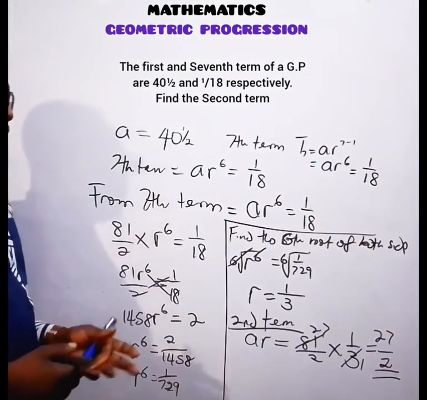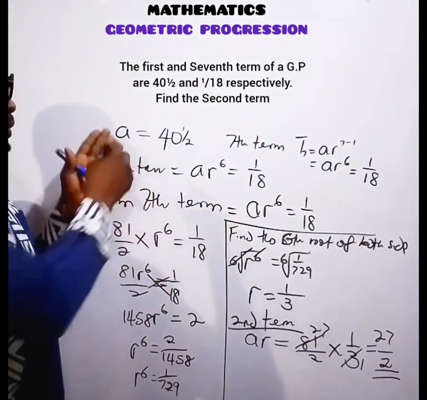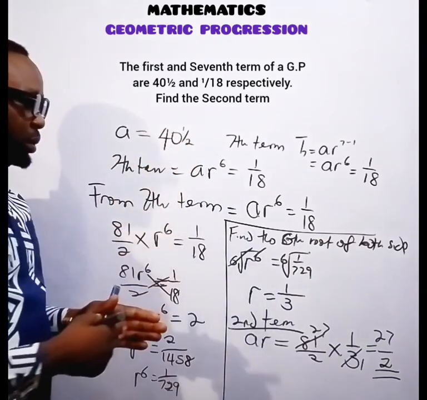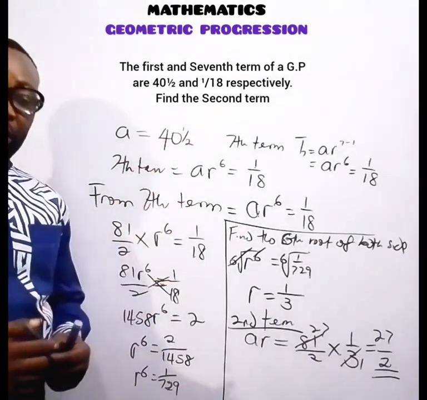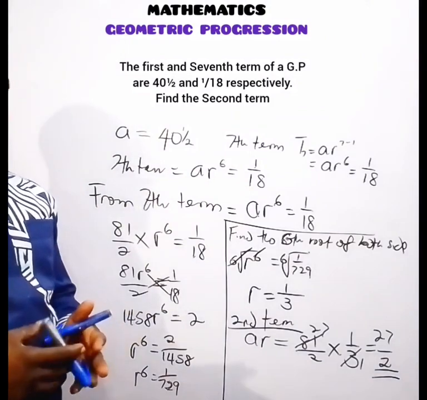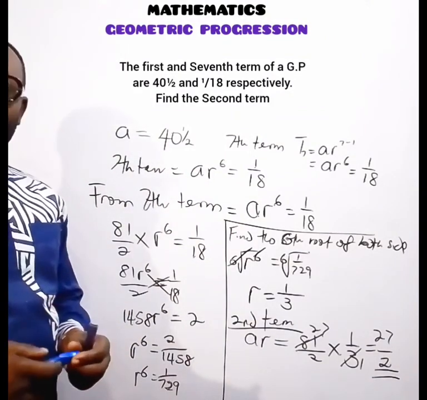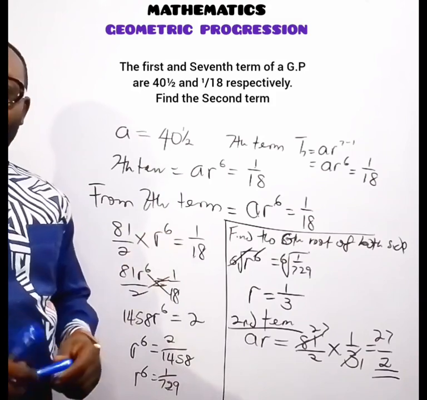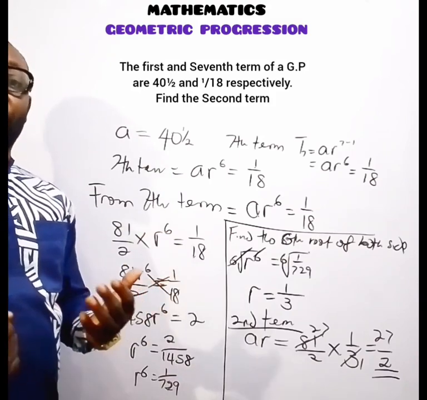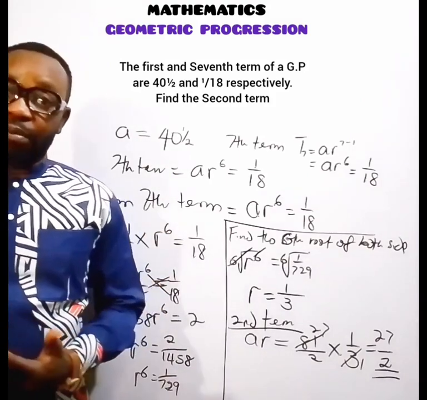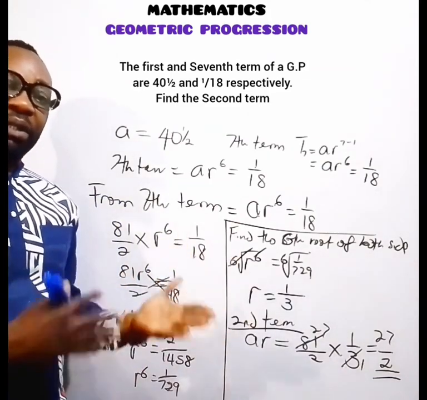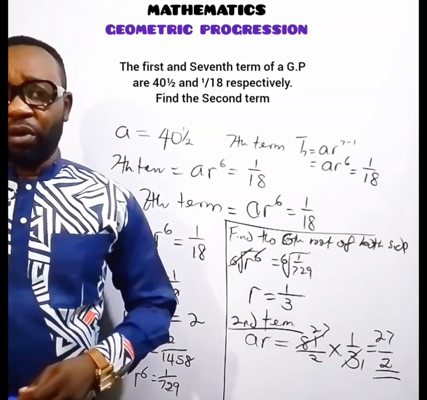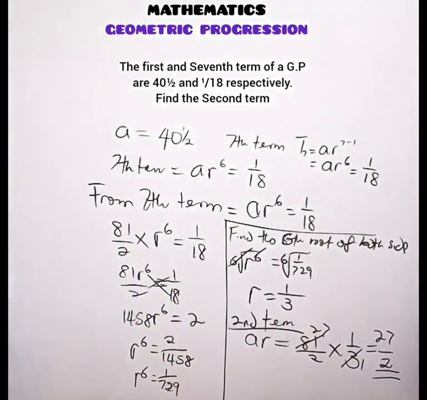So which means that the terms will be 40 whole number 1 over 2, 27 over 2, and so on and so forth like that, by multiplying the proper value of R to the terms in the appropriate way. When we're asked to find the third term now, that will be R raised to the power of 2 multiplied by the first term. So do stay tuned for another set of questions.